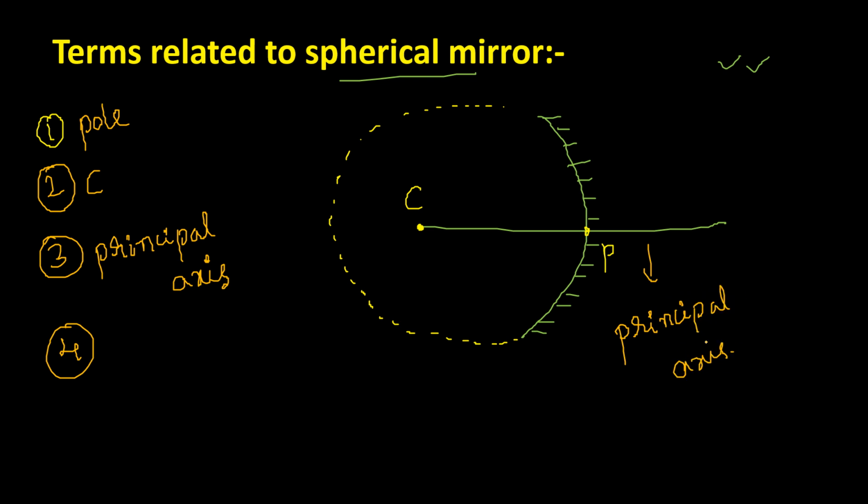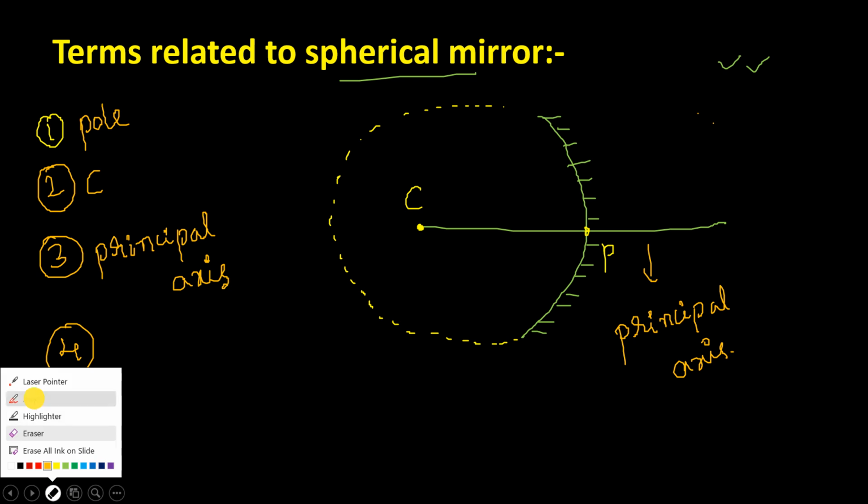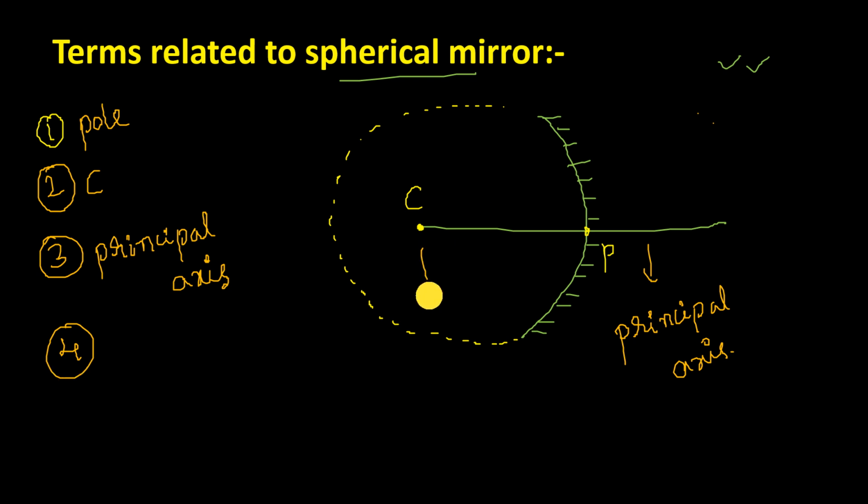Here you can observe, if you take the sphere, the distance between the center and one point on the sphere is known as radius. Here we are taking the small portion, that is curvature. That's why it is called radius of curvature. The distance between center of curvature and pole is called radius of curvature.